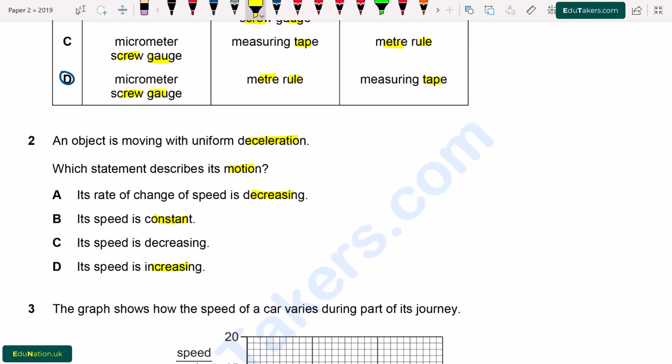So first of all, here is uniform deceleration. It means that speed is decreasing. In option A, it is given that the rate of change of speed, which is known as acceleration, is decreasing, which is not correct. The speed is not constant, so B is also incorrect. Option C is correct, which shows that the speed is decreasing. So I circle C.